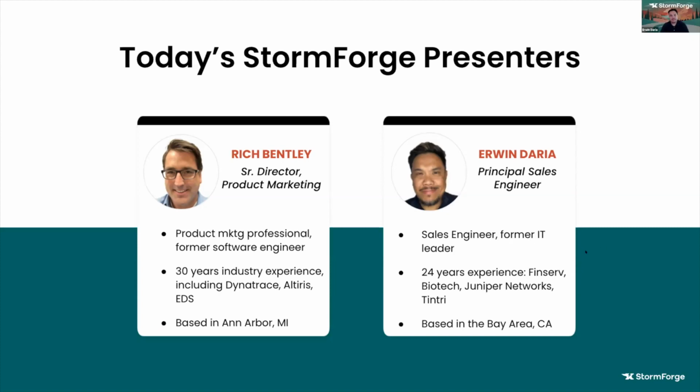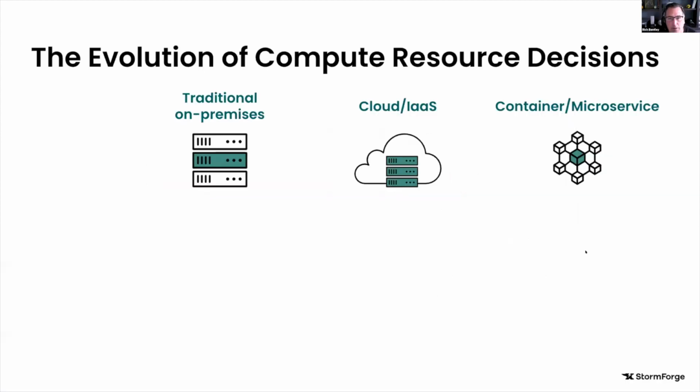Thanks for having me. All right, so I wanted to spend a little bit of time talking about how resource decisions have evolved over time. So as we've gone from traditional on-premise environments with data centers and servers into more of a cloud type environment, an infrastructure as a service type environment, and then all the way to containers and microservices, where we're talking about running applications on Kubernetes in much smaller footprints.